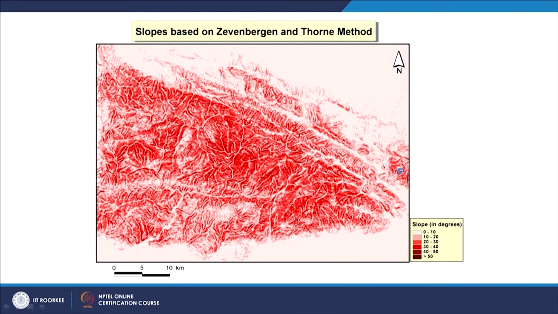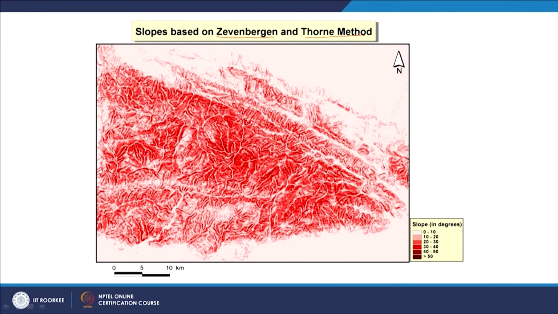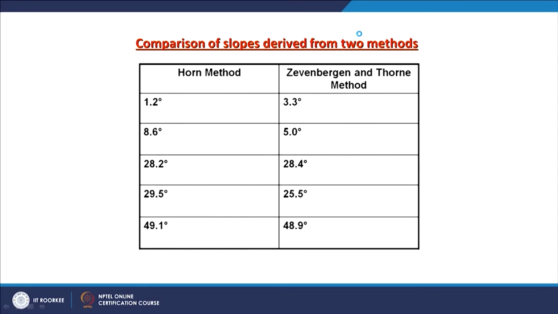Now, I have already shown the same digital elevation model subjected to the Horn method. Now, this is the Jaberger and Thorne method. I will also show you the comparison when the same digital elevation model was subjected to two completely different methods. This is how you get the results. So for one particular cell against cell, 1, 2, 3, 4, 5, against 5 individual cells, when the comparison was made.